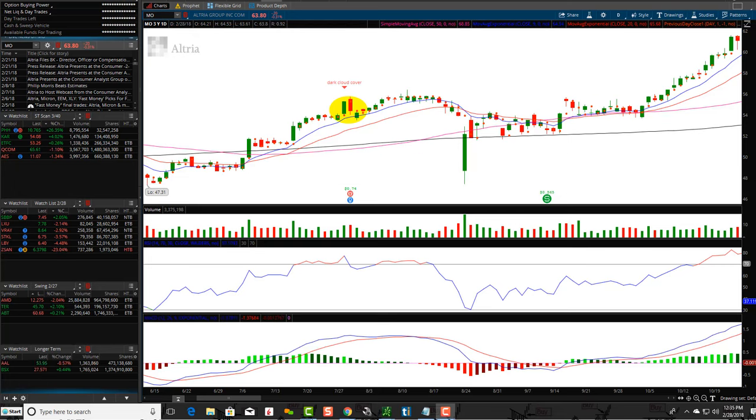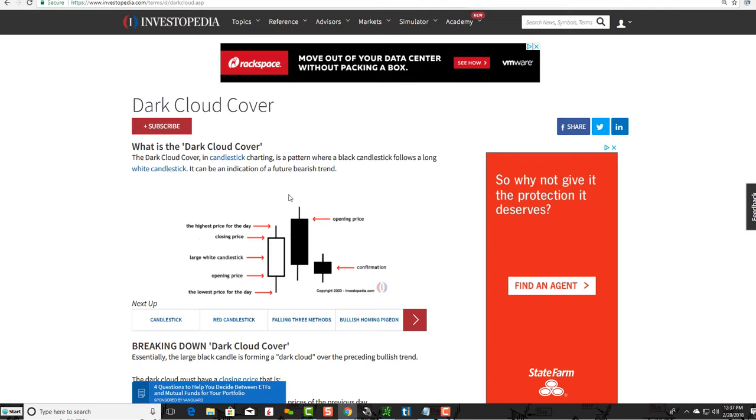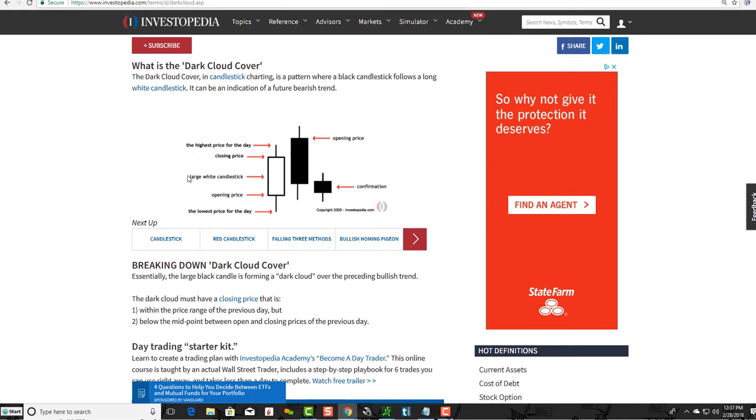Wanted to make this video on the candlestick pattern, the dark cloud cover. What is a dark cloud cover? The dark cloud cover in candlestick charting is a pattern where a black candlestick follows a long white candlestick. It can be an indication of a future bearish trend. It all depends on what color your charts are. It could be green or red as well.